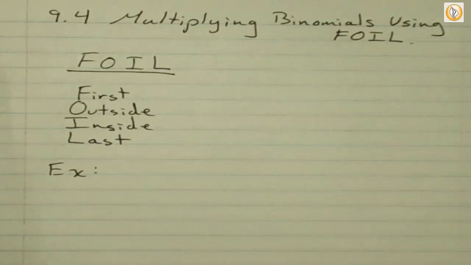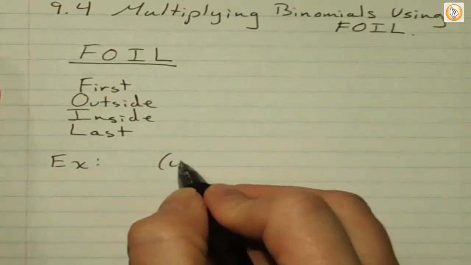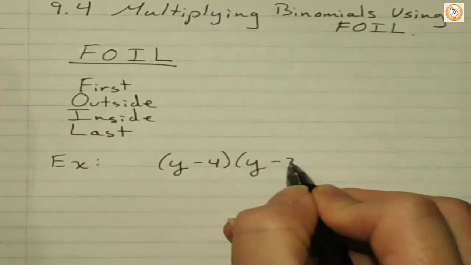Now, you can get a right answer or a correct answer without using the FOIL method. But you're going to hear about FOIL again in your future. Okay. Example. y minus 4 times y minus 3.